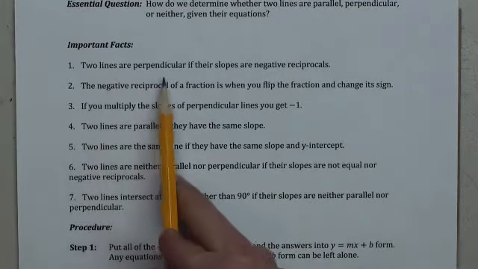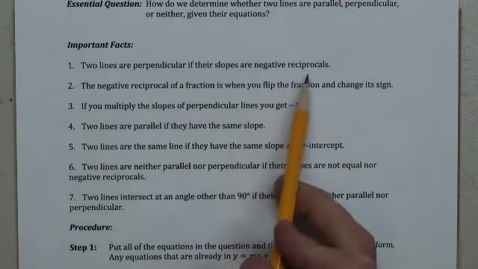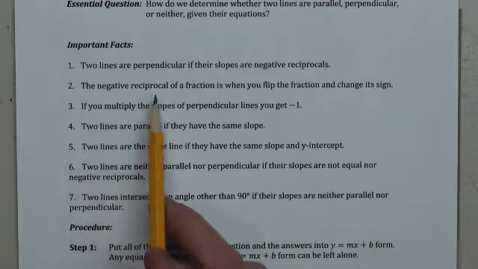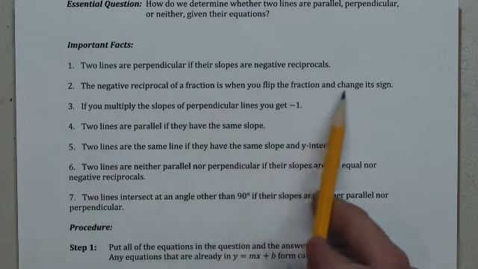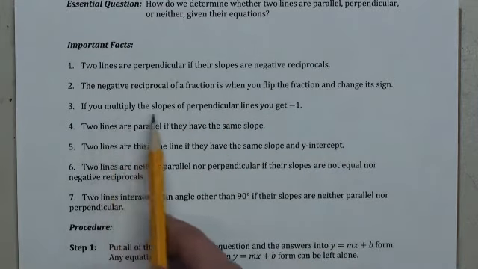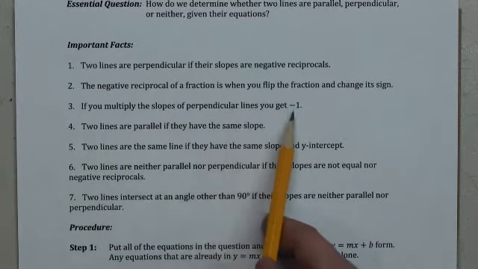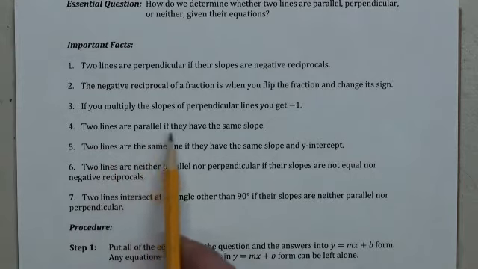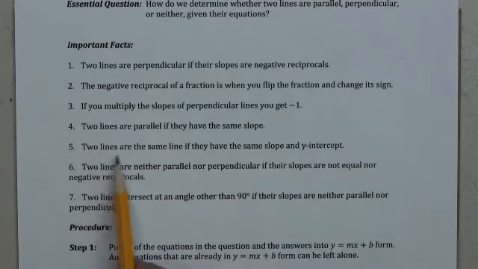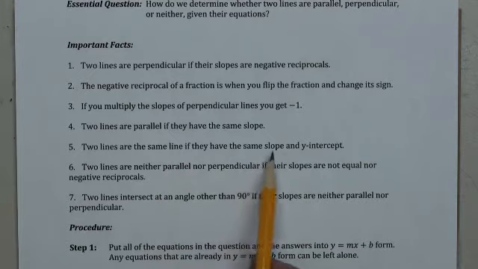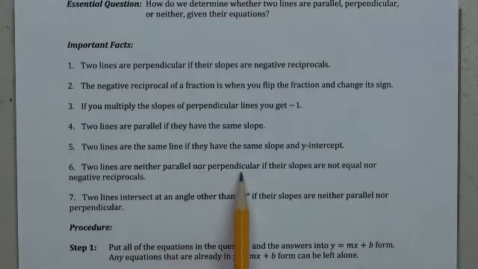The first is that two lines are perpendicular if their slopes are negative reciprocals. Okay? The negative reciprocal of a fraction is when you flip the fraction and change its sign. If you multiply the slopes of perpendicular lines, you get -1. Two lines are parallel if they have the same slope. Two lines are the same line if they have the same slope and y-intercept. Two lines are neither parallel nor perpendicular if their slopes are not equal nor negative reciprocals. Two lines intersect at an angle other than 90 degrees if their slopes are neither parallel nor perpendicular.